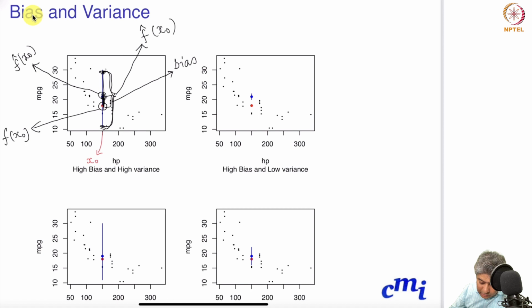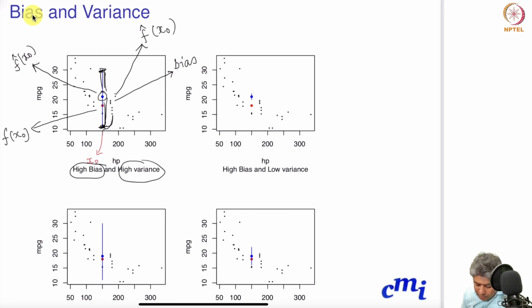So this could be the prediction, but this is the actual value, a confidence interval. The actual prediction could be anywhere in this range. So my confidence in the prediction is very low, and the possible variability is very high. So this is a high bias and high variance situation.